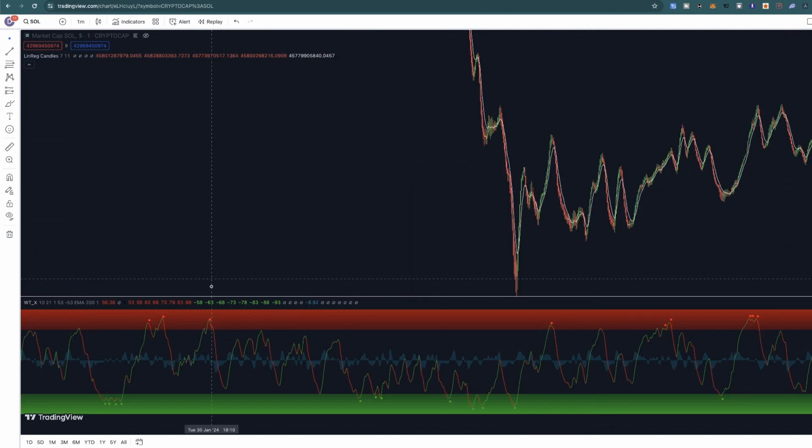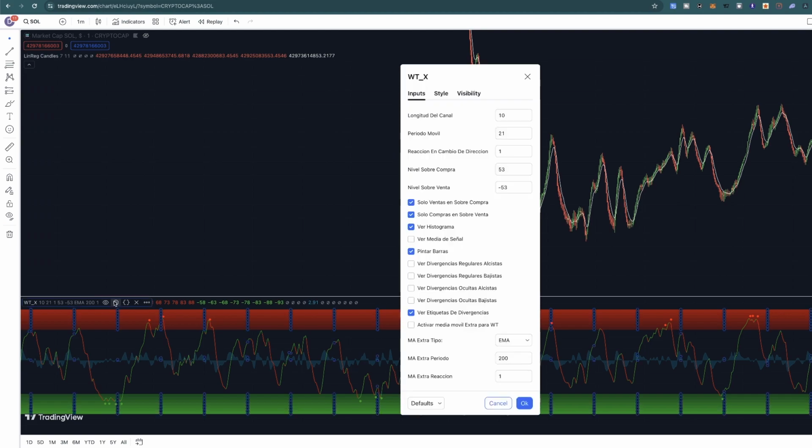Now, the indicator on the bottom that you can see is the wave trend oscillator. You can use many different versions of this indicator because there are tons out there, but this is the one that I'm using, WTX. For this one, I've not really adapted the settings too much. As you can see, they're all in a different language, so I'd have to get Google Translate onto it to understand what that is.